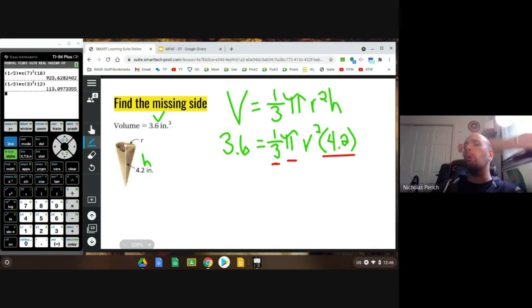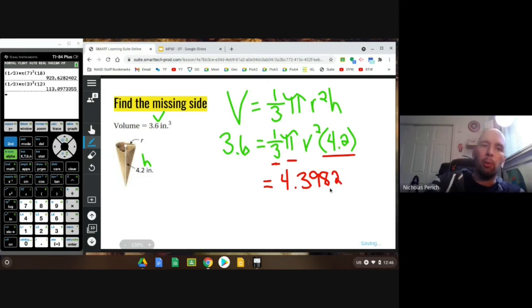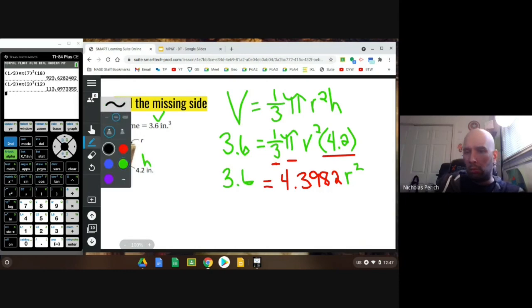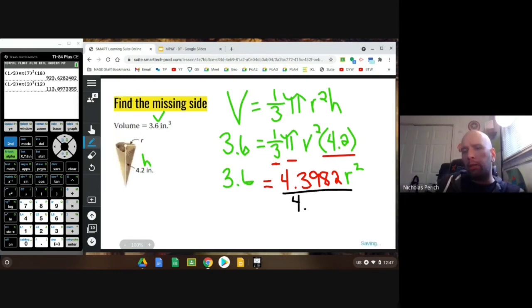1/3 times pi times 4.2. The answer is about 4.3982. So when I multiply these three numbers together, I get that number. I still have r squared, and I still have 3.6. Is r all by itself? No. What's in the way? That number. How do I get rid of that number? Let's divide it out. Let's divide both sides by 4.3982. And that crosses out.